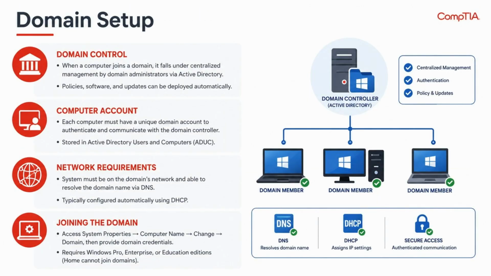When a computer joins a domain, it falls under centralized management by domain administrators through Active Directory, with policies, software, and updates deployed automatically. Each computer needs a unique domain account to authenticate, stored in Active Directory Users and Computers. The system must be on the domain's network and able to resolve the domain name via DNS, typically configured automatically through DHCP. To join, System Properties, Computer Name, Change, Domain, then provide domain credentials. This requires Windows Pro, Enterprise, or Education, since home editions can't join domains.